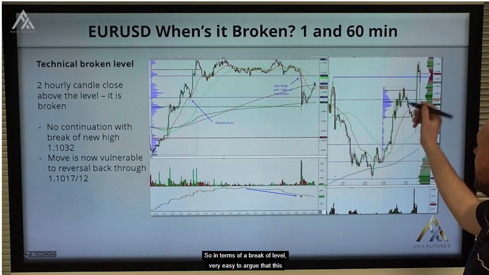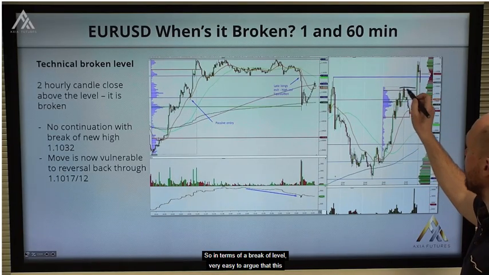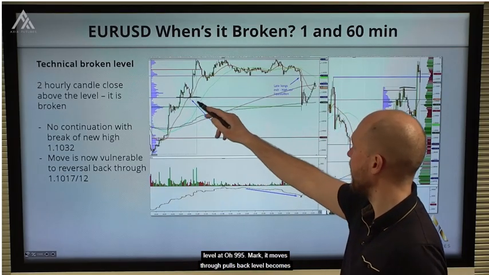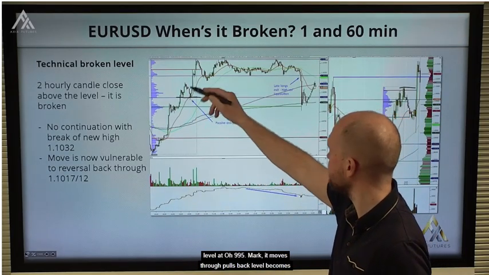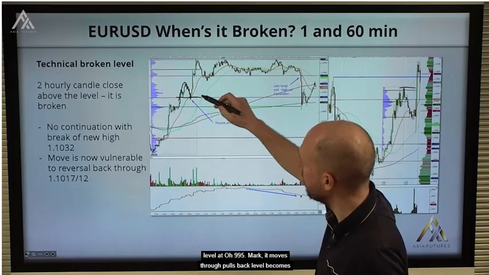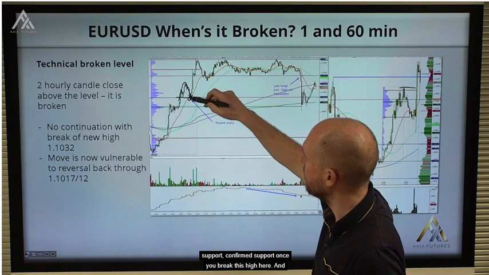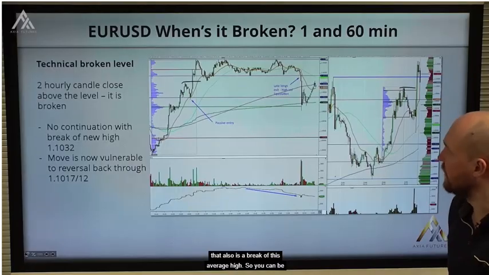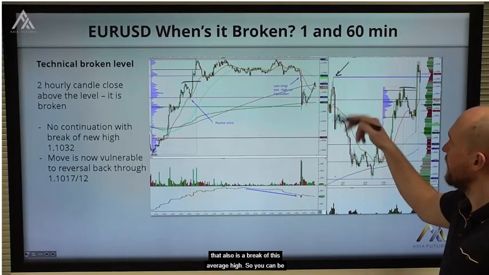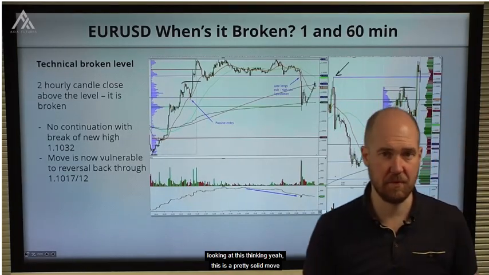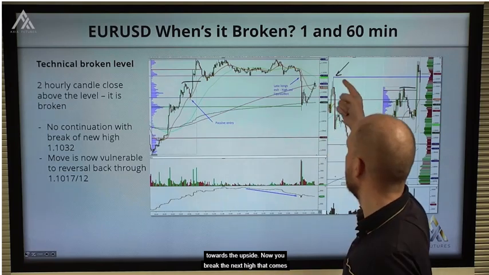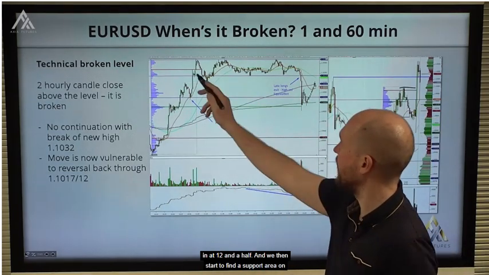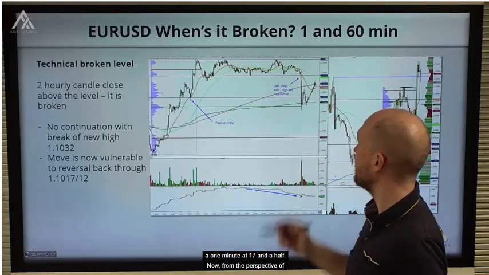So in terms of a break of level, it's very easy to argue that this high here has been broken. The market moves through it. That's the level at 09.95. The market moves through, pulls back, and the level becomes support, confirmed support once you break this high here. And that also is a break of this hourly high. So you can be looking at this thinking, yep, this is a pretty solid move towards the upside. Now, you break the next high. That comes in at 12.5. And we then start to find a support area on a 1 minute at 17.5.